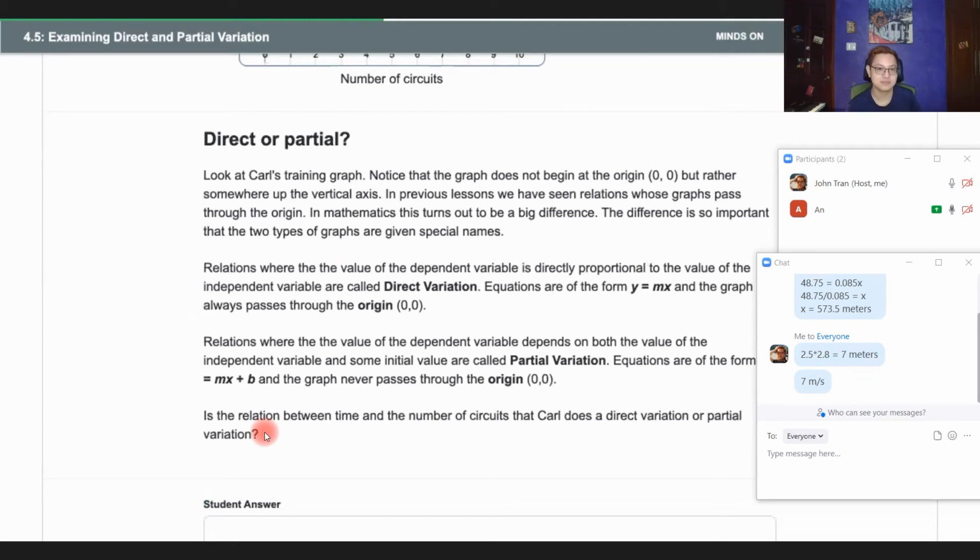Relations where the value of the dependent variable is directly proportional to the value of the independent variable are called direct variation. Equations are of the form y equal mx, and the graph always passes through the origin. Of course, because when x equals 0, y equals 0. So that always passes through the origin.